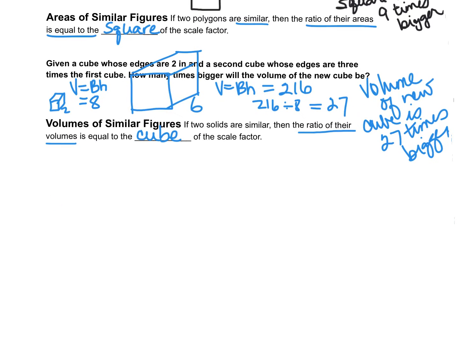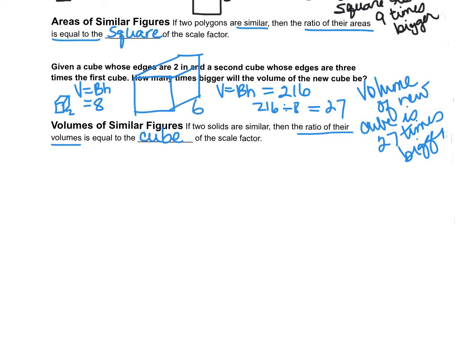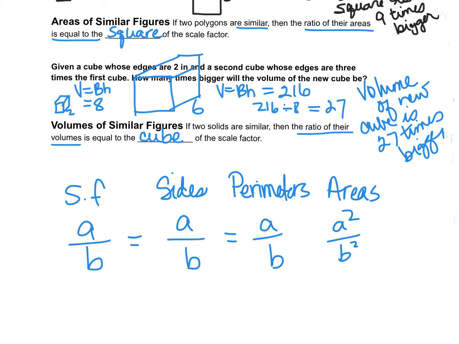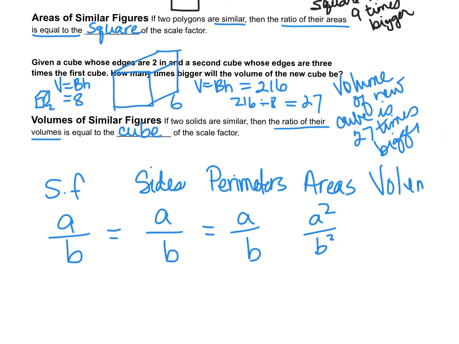Okay, so in summary, if similar figures have a scale factor of A over B, then the ratio of their sides or other parts is also going to be A over B, and the ratio of their perimeters will be A over B. They're all equal. But when we talk about the ratio of areas, we get A squared over B squared, and for volumes, A cubed over B cubed.